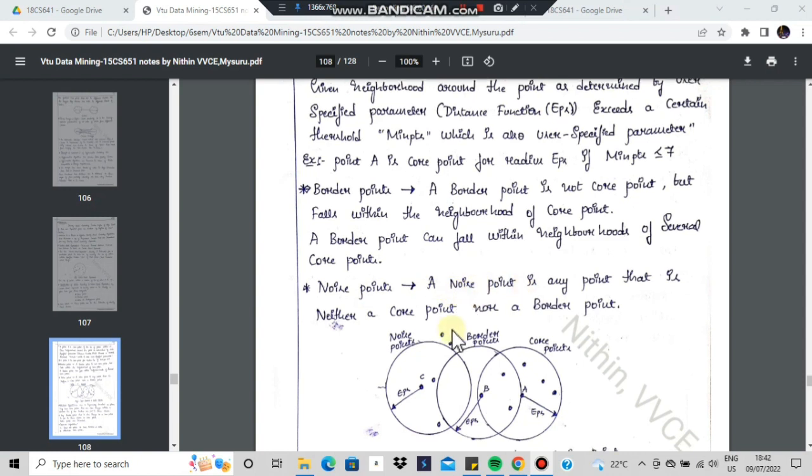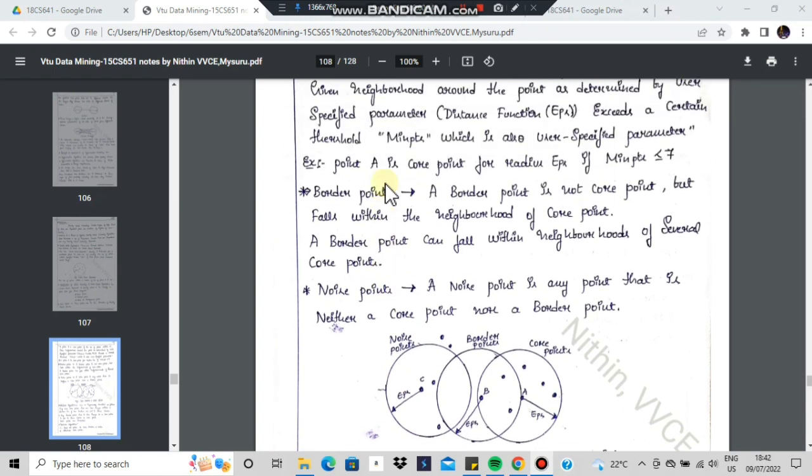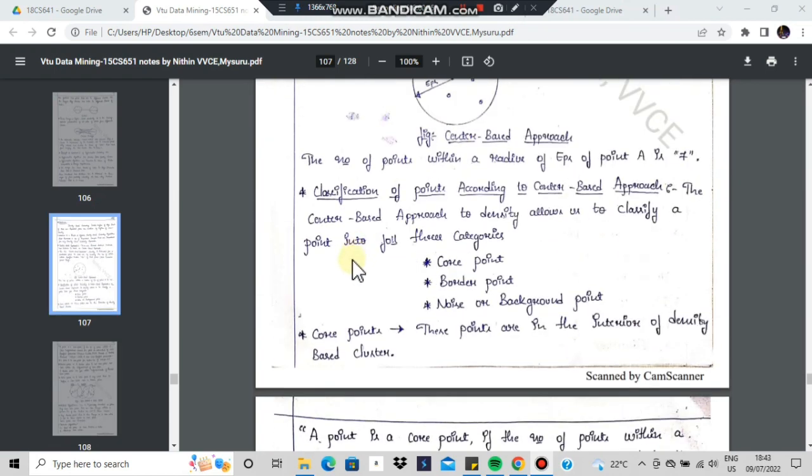So if I discuss here, A is the center and these are the points which are core points. And the point B here lies in the neighborhood, which means it is a bit far. That is the border point, and this is the noise point, which is not lying inside the border, nor in the core. Border points are these ones and core points are these ones which are closer to A. So that's what it is regarding the different kinds of points under the topic classification of points according to the center based approach.